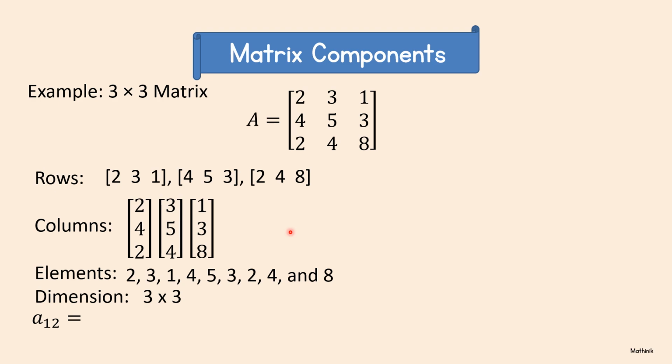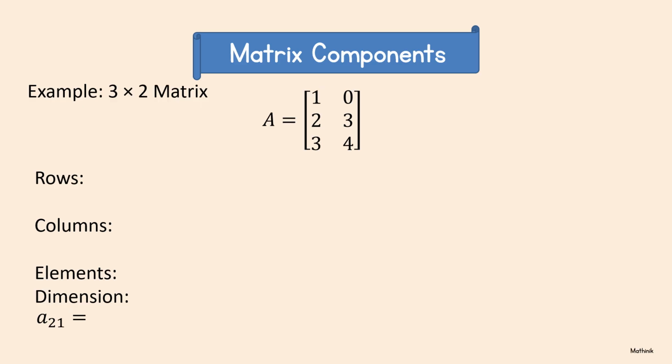Then our A sub 12 is first row and second column. So our first row is here. Oh no, hindi pala tama. So our first row is here, and our second column is here. So the intersection is 3. Okay, so the answer is 3.